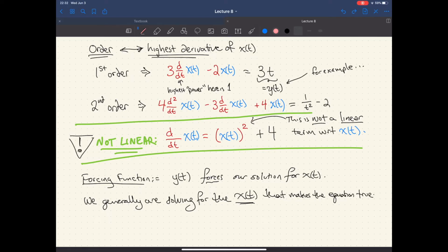Okay, so a forcing function, as we mentioned briefly, y(t) is our forcing function. It usually sits off to the side on the equation, and we deal with it after we've done some stuff. It forces our solution for x. And I mean this in the truest sense, because as we change y, move it around a little bit, it actually changes what happens with what we call the homogeneous solution of x. We'll see that in one of the problems that we solve today. So it really does push x around quite a bit. Okay, so we generally are solving for x(t).